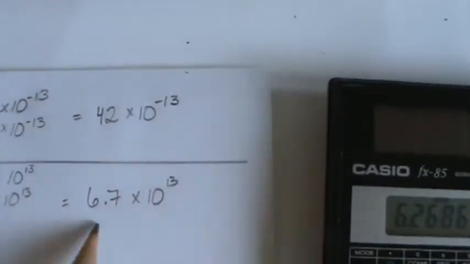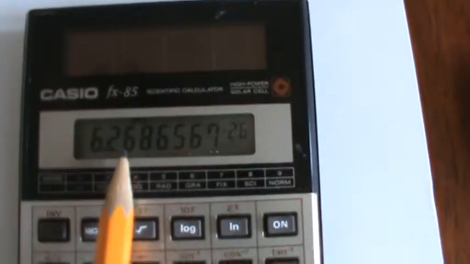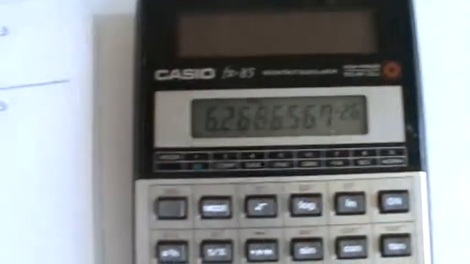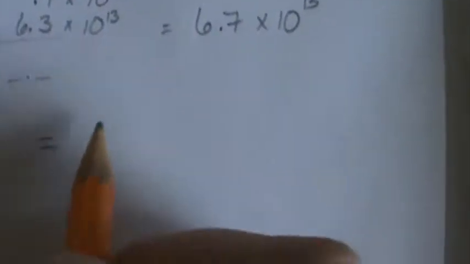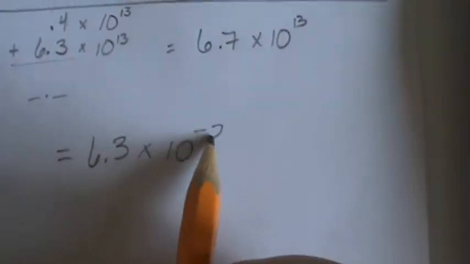But over here, I can see that when I did my division, I have two significant figures, so I can only have two significant figures in my answer. So that 6 means that we would round up, and my answer is 6.3 times 10 to the negative 26th.